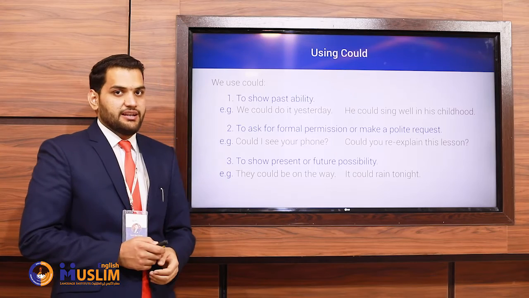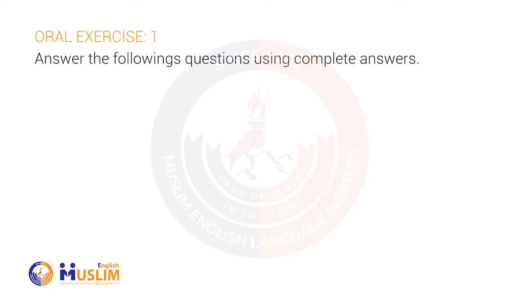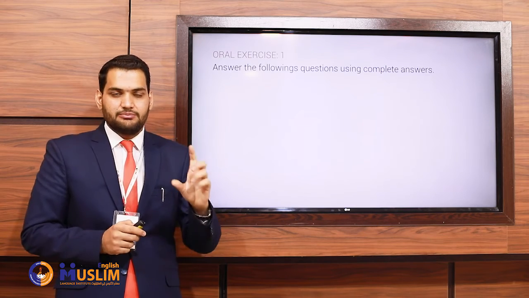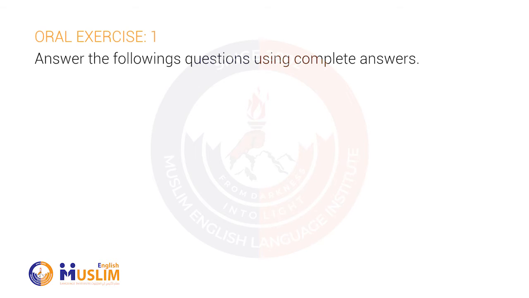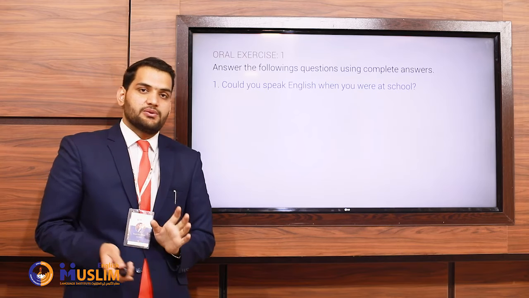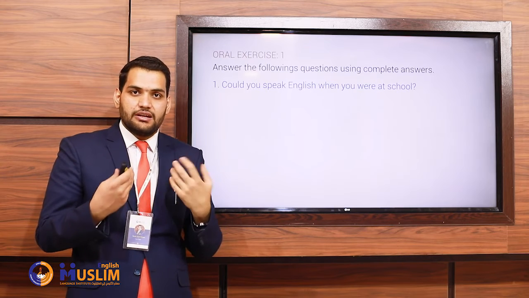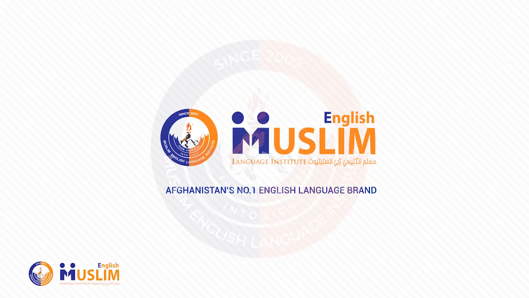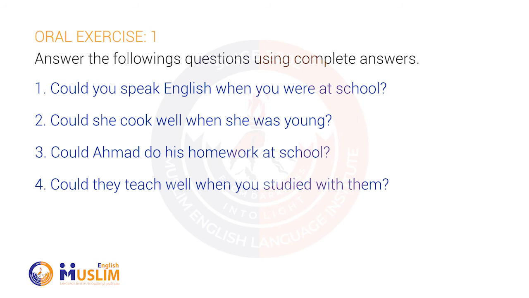Now let's do an oral exercise. Answer the following questions using complete answers. So I will ask you a question. You have to answer my question in complete sentences. For example, number one, could you speak English when you were at school? So the answer is, yes, I could speak English when I was at school. Question number two, three, and four. Answer them.